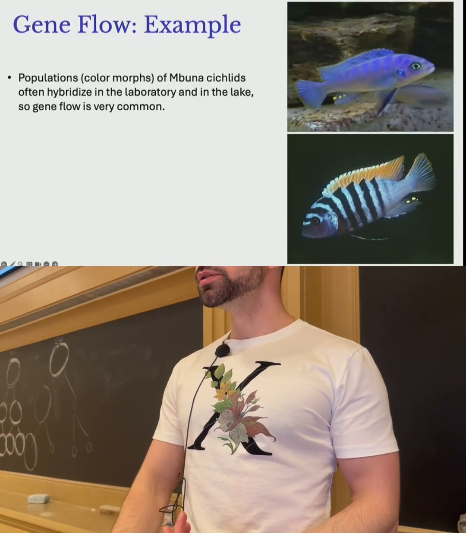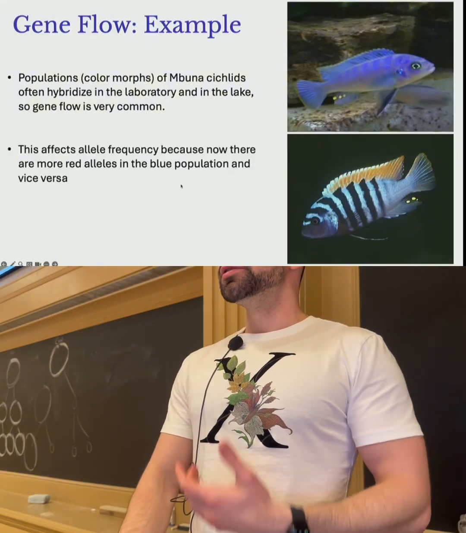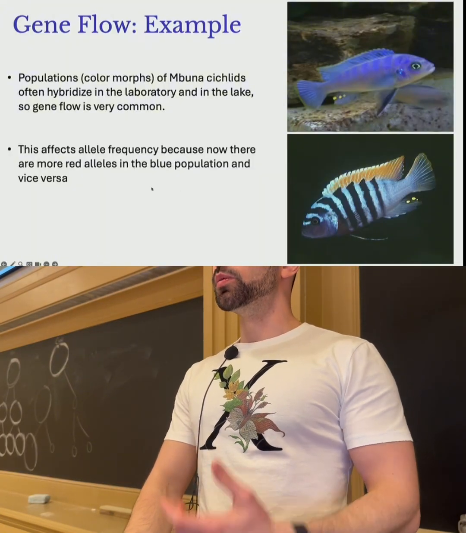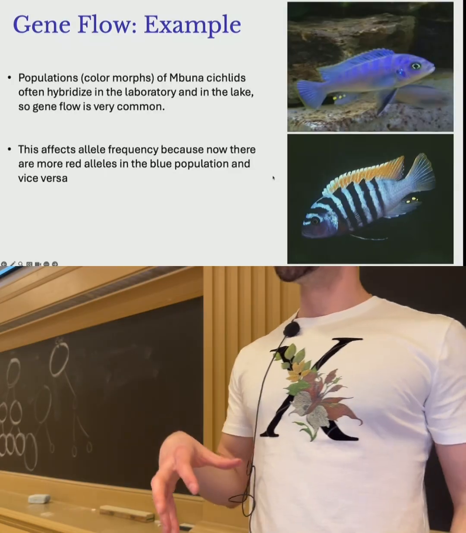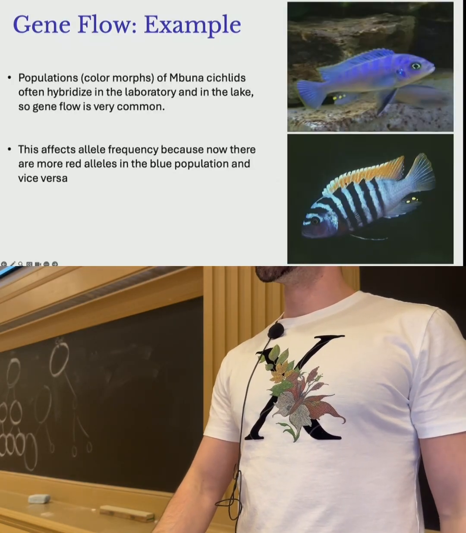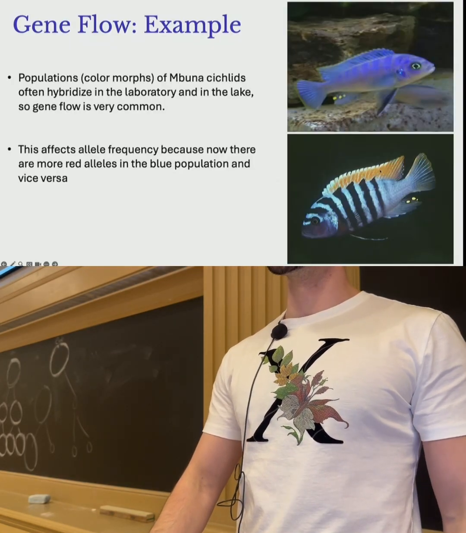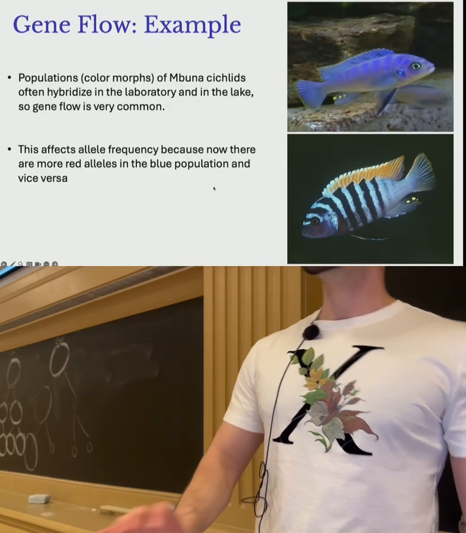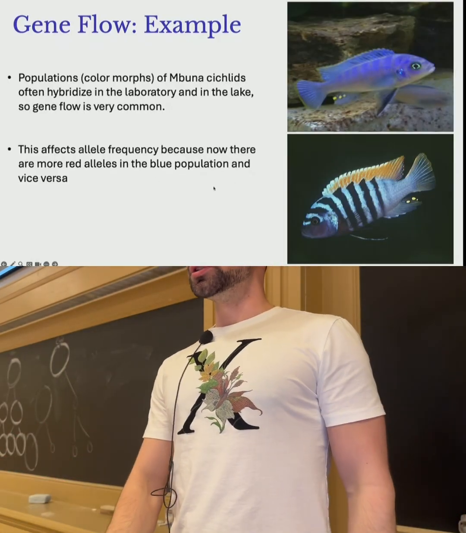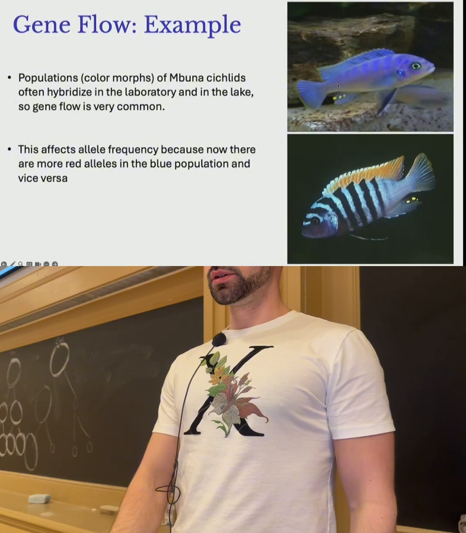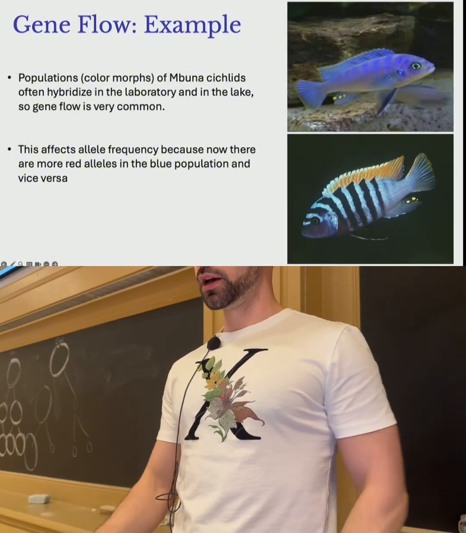So what happens when they do that? Well, this affects allele frequency, because now there are more red alleles in the blue population. What does that look like? Maybe this guy's got a red fin here. Where did that come from? Or you could have more blue alleles in the red population, where usually darker colors are dominant, so I think that's what that would look like. These are hybridized.